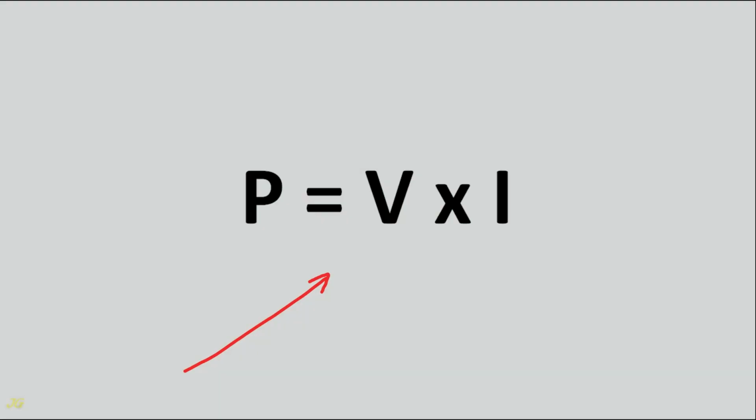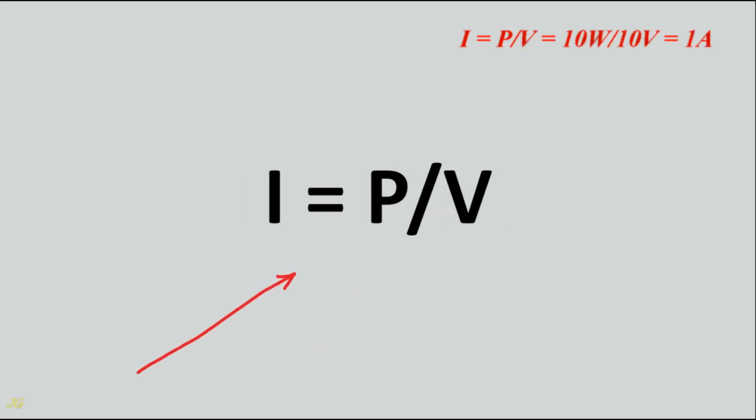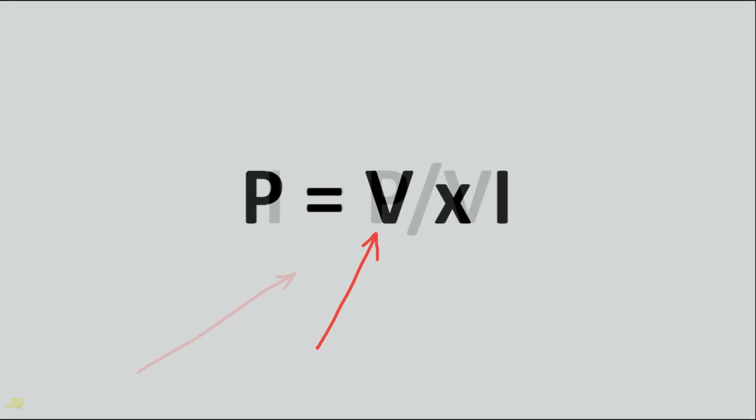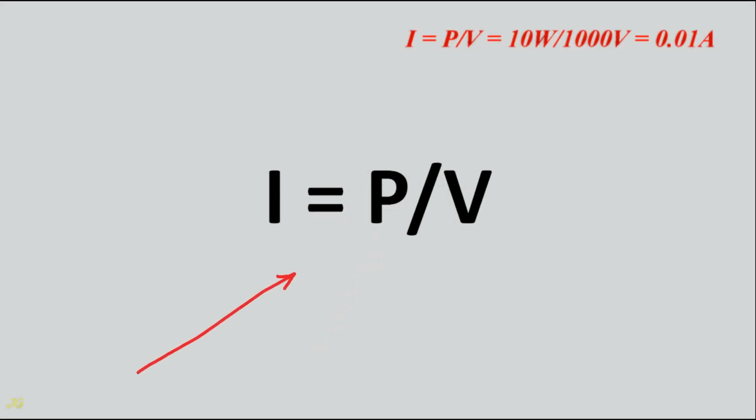Power is voltage times current. For 10 volts, the current equals power over voltage, equals 10 watts divided by 10 volts, equals 1 ampere. For 1000 volts, the current equals power over voltage, equals 10 watts divided by 1000 volts, equals 1/100th of an ampere.